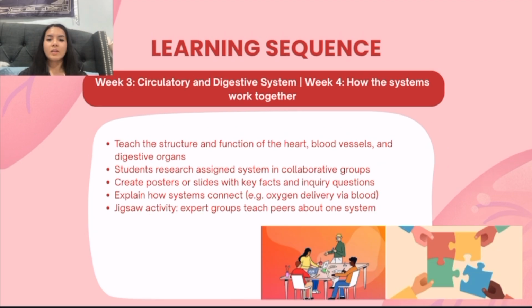Week 3, students will be investigating the circulatory system where they'll be learning about the heart, blood vessels, and the blood's role in oxygen and nutrient transport. Next, they'll explore the digestive system by identifying organs like the stomach, small intestines, and liver.